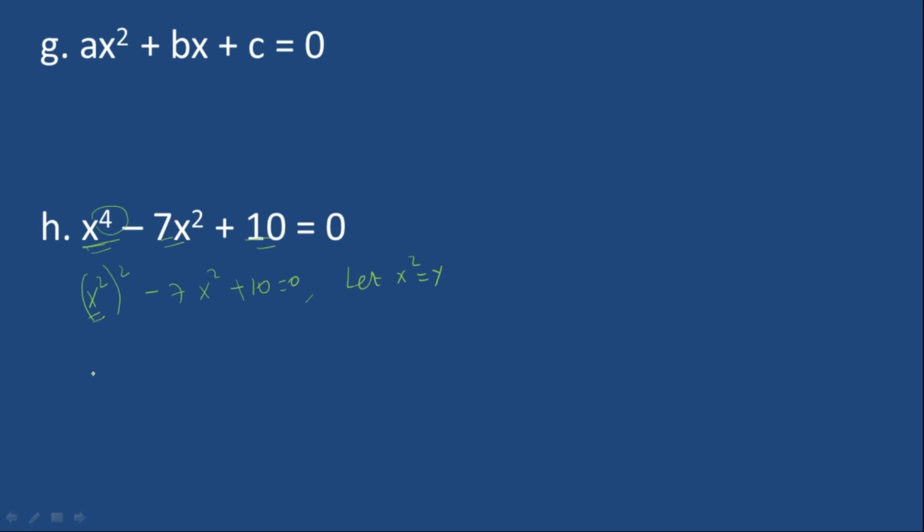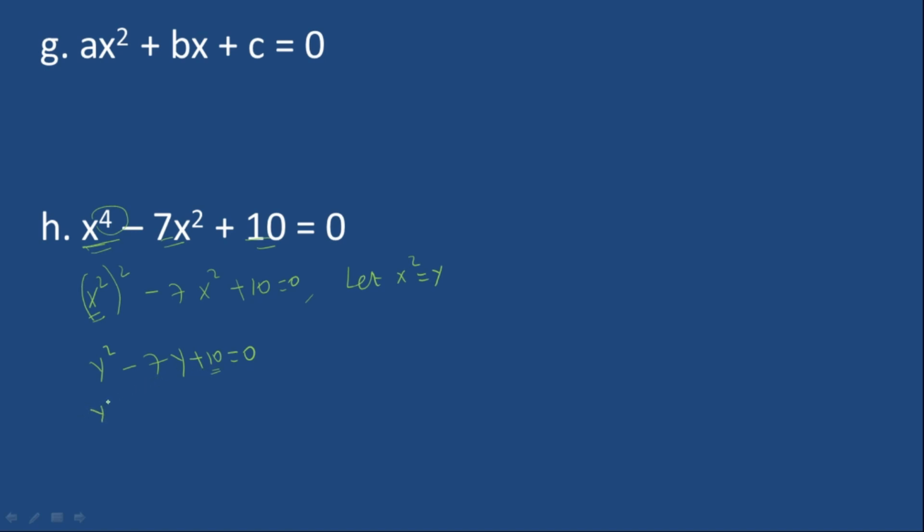So finally this becomes, instead of x squared, substitute y: y squared minus 7y plus 10 is equal to 0. Find two numbers whose product is 10 and whose sum is negative 7.